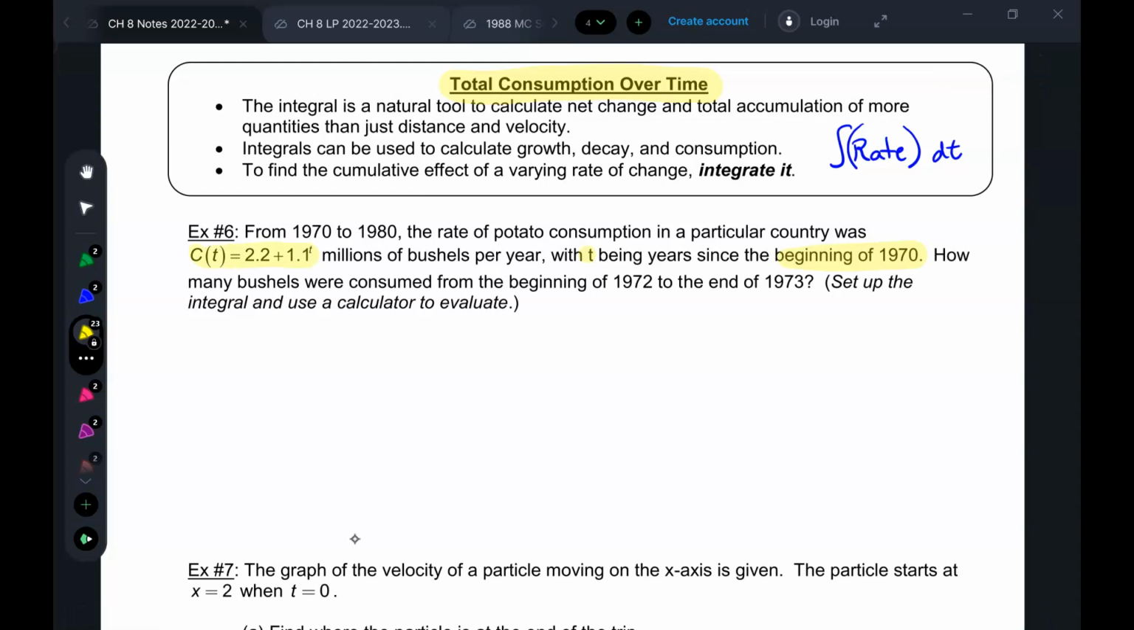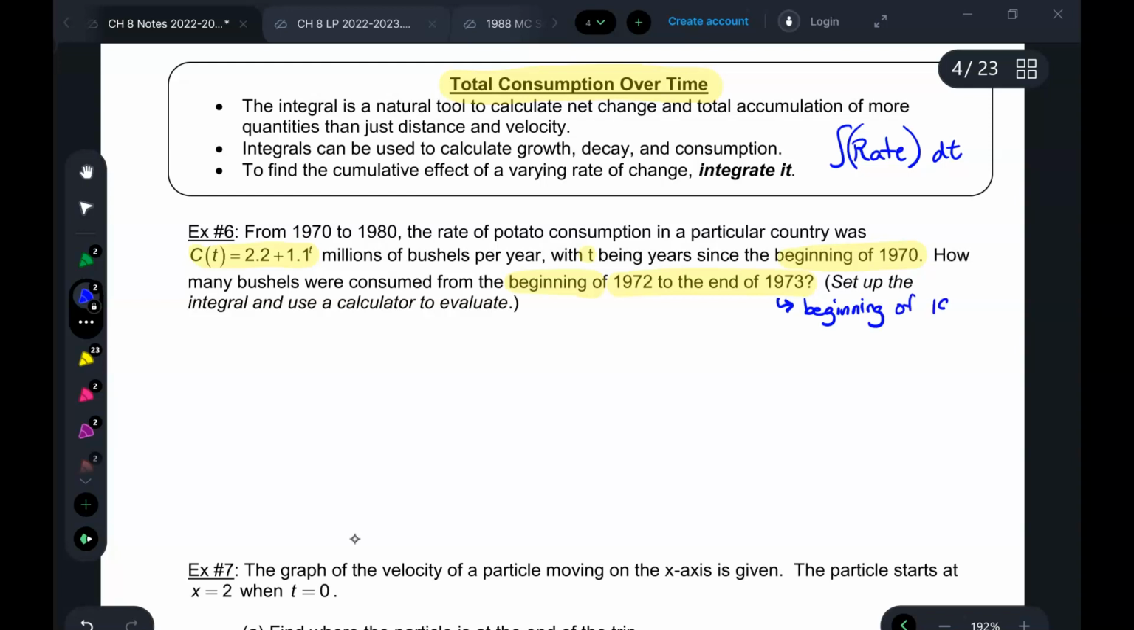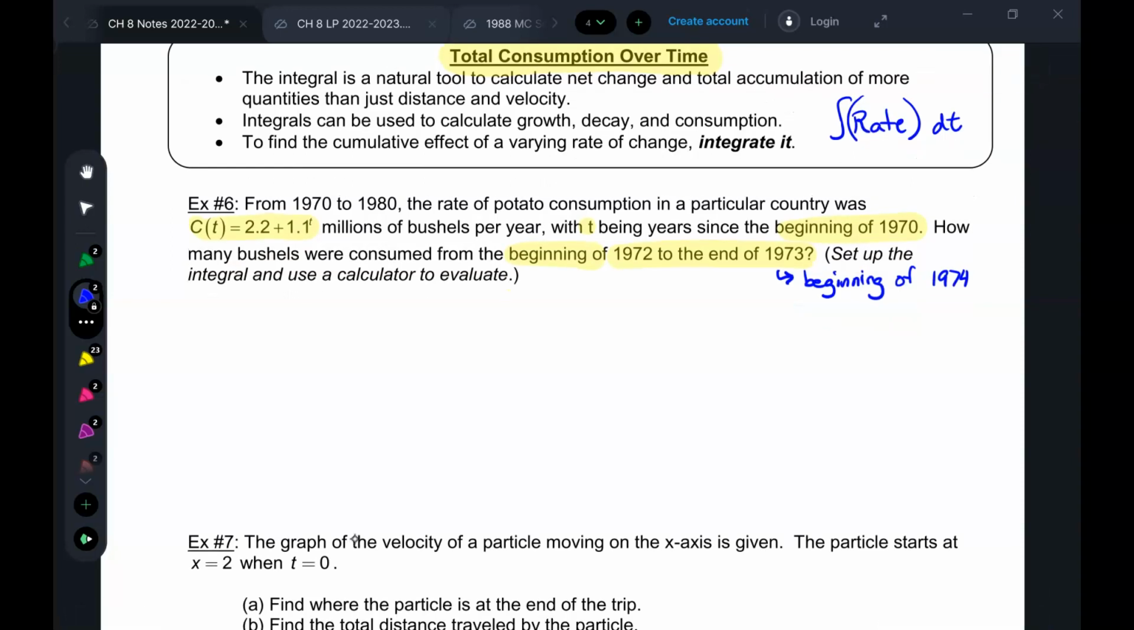We want to know how much was consumed from the beginning of 1972 to the end of 1973, which correlates with the beginning of 1974, if that makes sense. So set up the integral, and then we're just going to use a calculator to evaluate. Really, it's just a matter of, we know the rate. The rate is 2.2 plus 1.1 to the t.